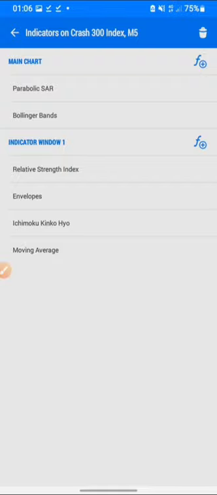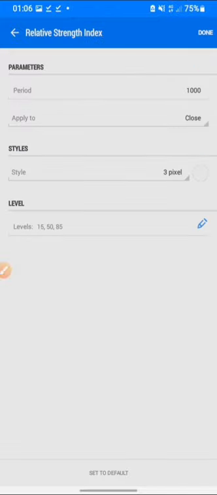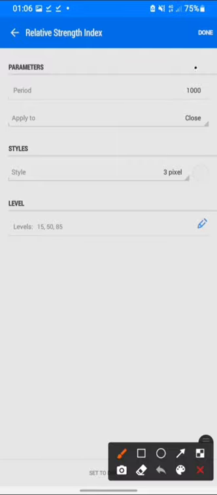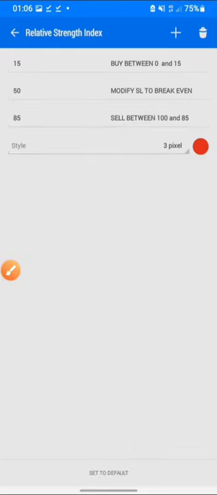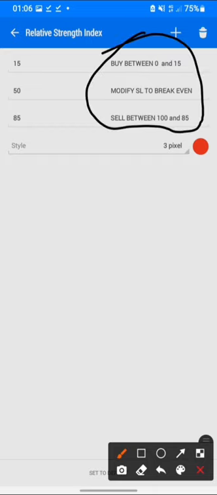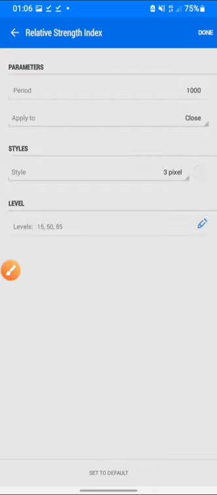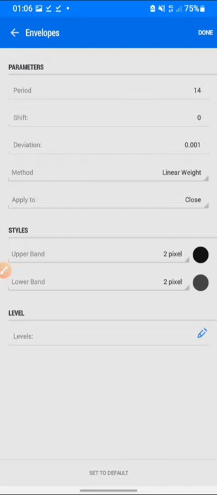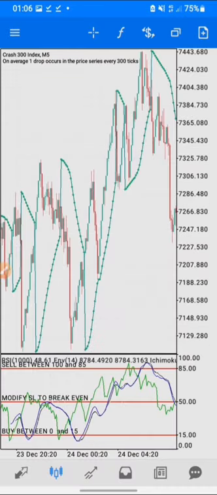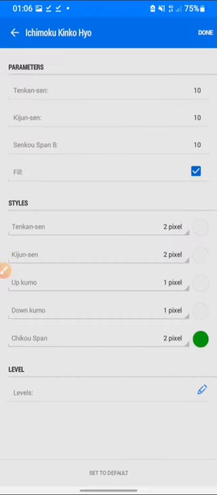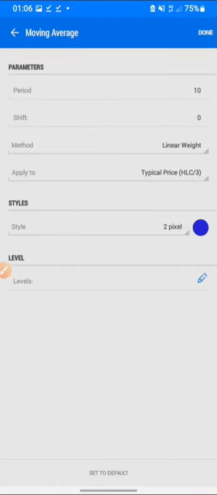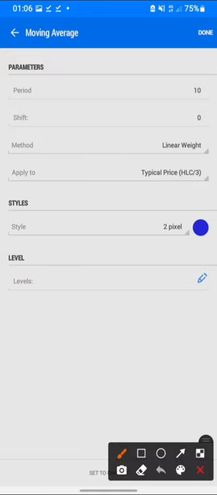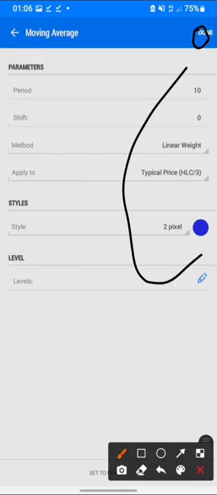This is our main chart. Okay, so let's go to the indicator window one. On indicator window one, we have the relative strength index. After copying this, we have also the levels. Don't forget to write this in your description. After copying the RSI, you press done. We have the envelopes, copy as it is, press done. We have the Ichimoku, just copy, and then after copying, you press done. We have the moving average. After copying, you press done here.